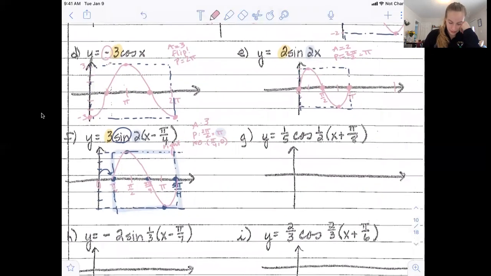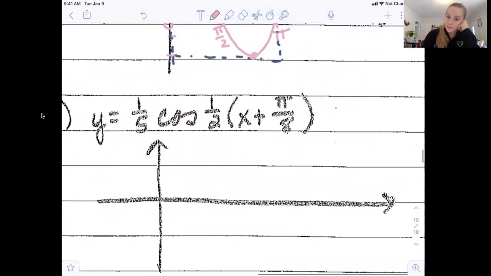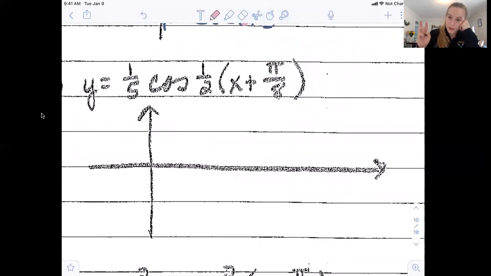Okay, let's go to the next one. Same idea, let's identify amplitude, period, and let's identify what our new origin is. So amplitude, period, new origin. My amplitude is always the number out front, and in this case, it's 1/5. That just means I'm really, really shrunk vertically. And I can make my 1/5 wherever. You can make it right there where you think 1/5 might be, or I can go up here and say, I'm gonna call that 1/5. It doesn't matter, it's your graph as long as you label it.